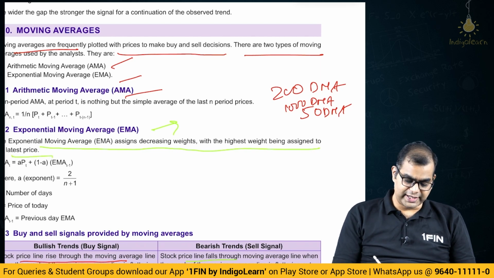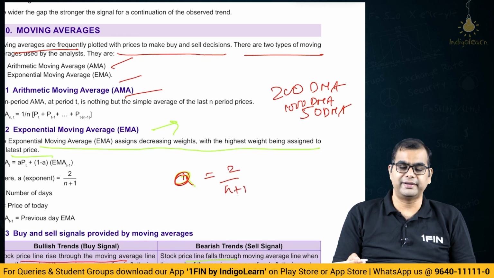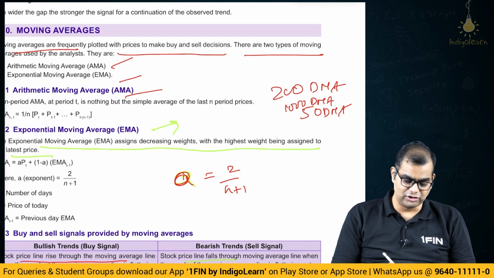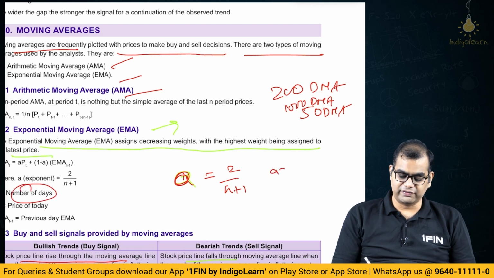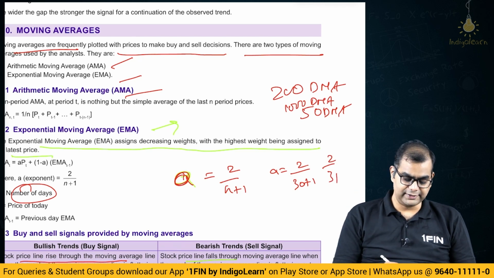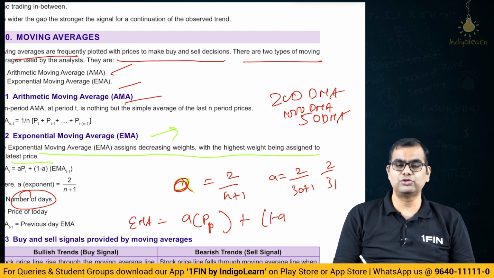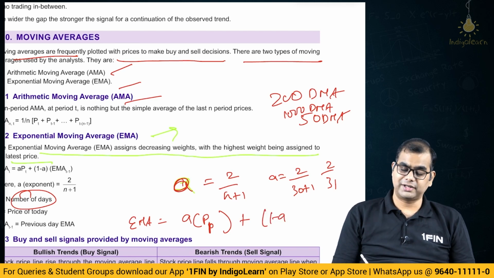So, you compute an exponent called A. A is 2 by n plus 1. Let us say you are doing a 30-day moving average or 20-day moving average, you arrive at a value of n. Then you compute a value of A which is 2 by 30 plus 1, which is 2 by 31. It comes to some number. That number you use and every day you compute something called EMA, which is A into today's price P1, which is today, plus 1 minus A, because when you do 2 by 31, you will obviously get a very small value, but 1 minus A will be a very large value, that into EMA of previous day.